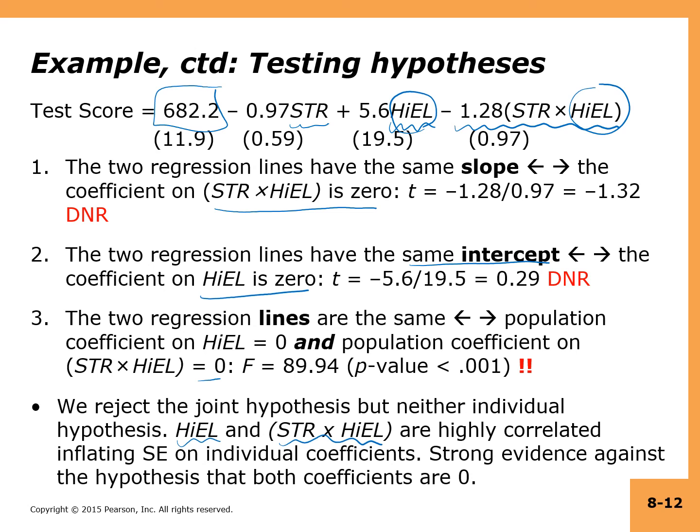Because these two terms are highly correlated, since one is basically a multiplication of the other, there's a high multicollinearity, and this inflates the standard error of the individual coefficients, making the individual hypothesis testing unreliable. So we can say that there is strong evidence against the fact that both of these coefficients, high EL and the interaction term, are equal to 0, and there is a high probability that at least one of them is statistically significant.